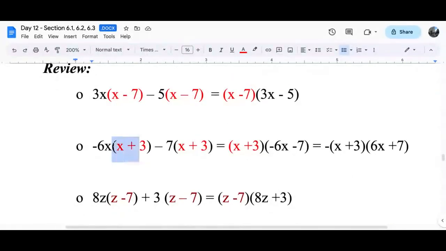Let's see this one. We have x plus 3, so we want to factor out x plus 3. Then the first term is left with negative 6x, the second term is left with minus 7. So we just write x plus 3 times negative 6x minus 7. But when both terms are negative, we can factor out the negative sign up front.